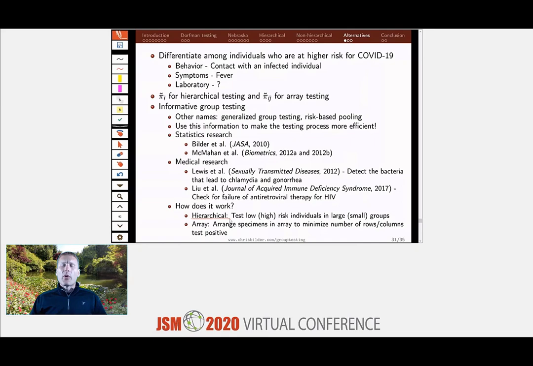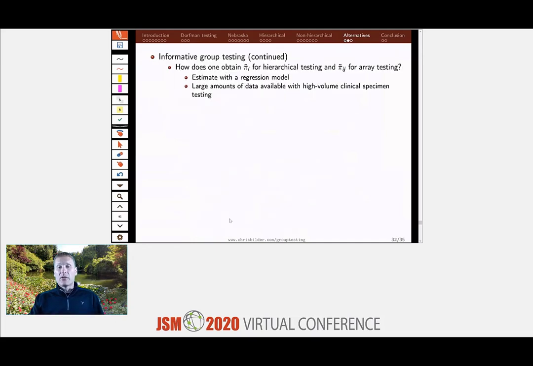Now with array testing, what you can do is arrange specimens in an array to try to minimize the number of rows and columns that test positive. That will then reduce the expected number of tests, and in actual implementation, reduce the number of tests. So now, how does one actually come up with expressions for this pi tilde sub i, the probability an individual is truly positive? Well, estimate it with a regression model.